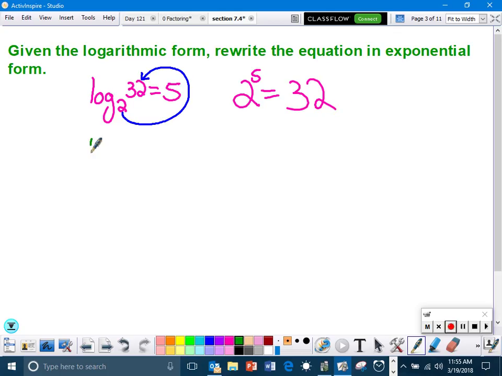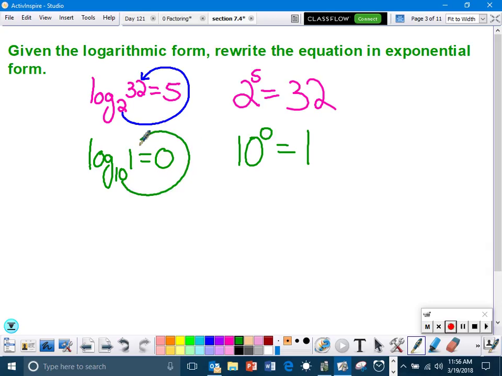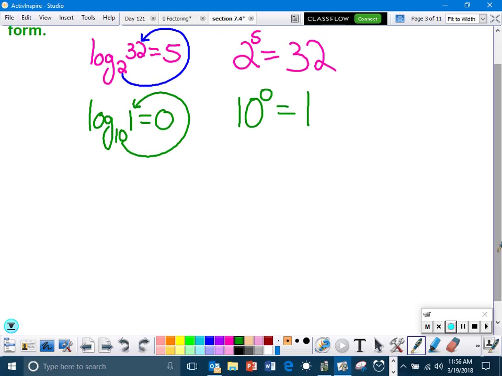Okay, the next one, I'm going to write log base 10, 1 equals 0. So my base is 10, my exponent is 0, and it equals 1. 10 to the 0 power is 1. Okay, next one. Log base 9, 9 equals 1. Again, the base is 9 to the first power equals 9.